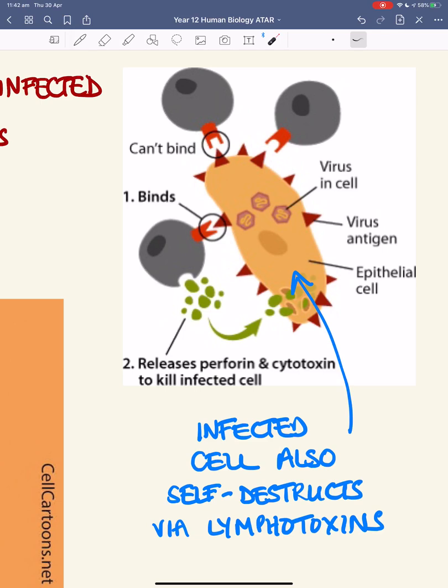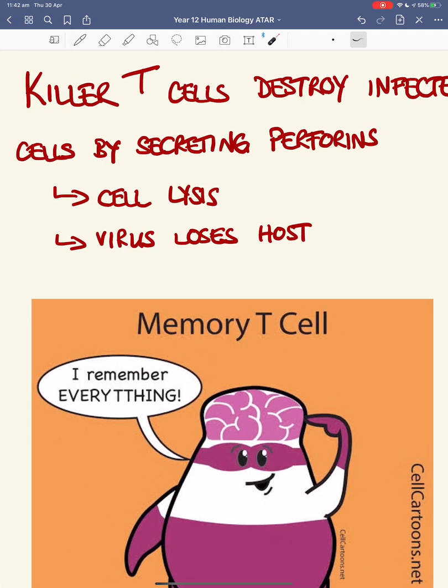The one that you need to know about is perforin. Perforin is released from the T cell and it punches holes in the cell membrane. By having these holes in the cell membrane, it induces lysis. This means that our cell is destroyed and therefore the virus loses a host. It can no longer replicate.